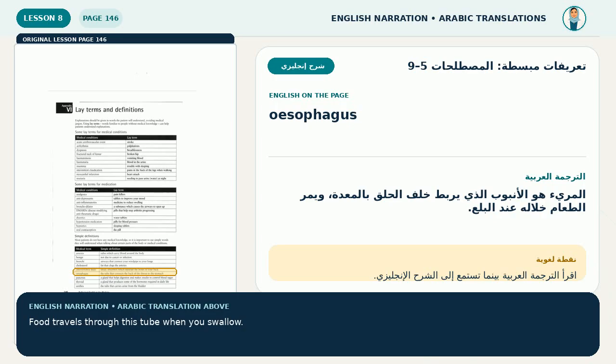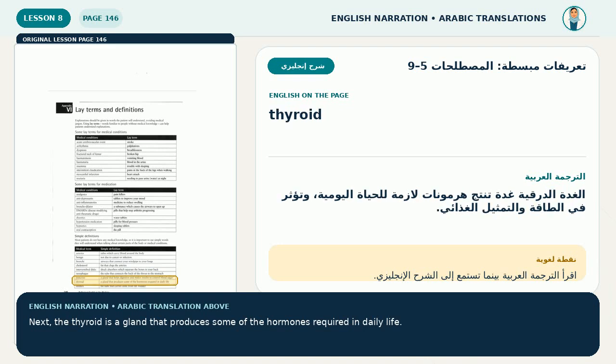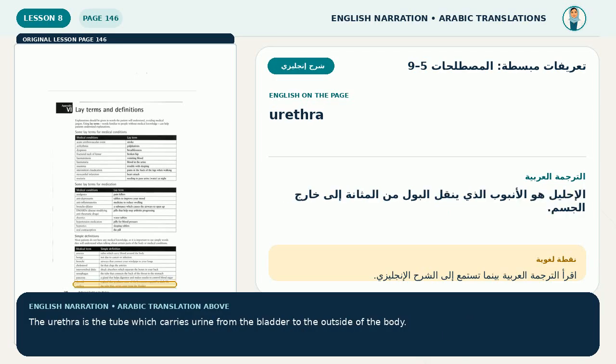Next, the pancreas is a gland that helps digestion and makes insulin to control blood sugar. Insulin helps move sugar from the blood into the body's cells. Next, the thyroid is a gland that produces some of the hormones required in daily life. These hormones affect many body functions, including energy and metabolism. The final term is urethra. The urethra is the tube which carries urine from the bladder to the outside of the body.